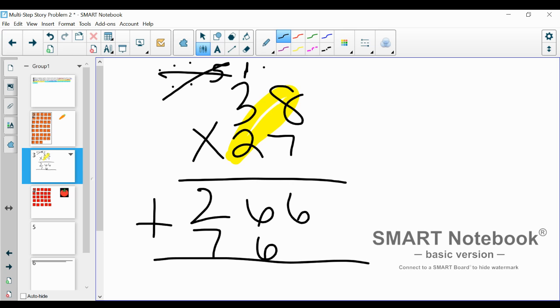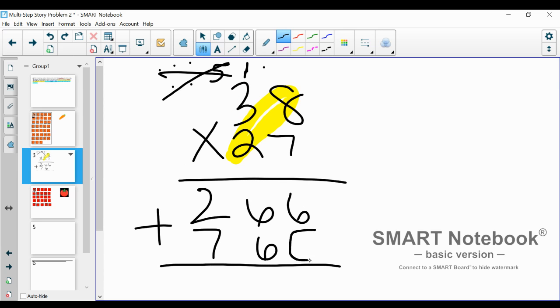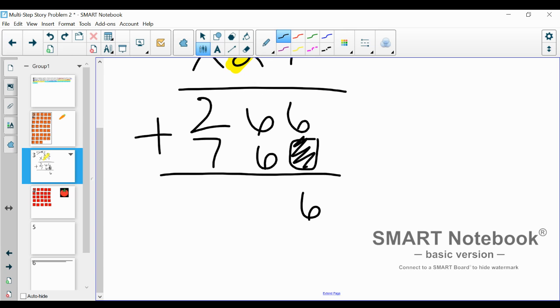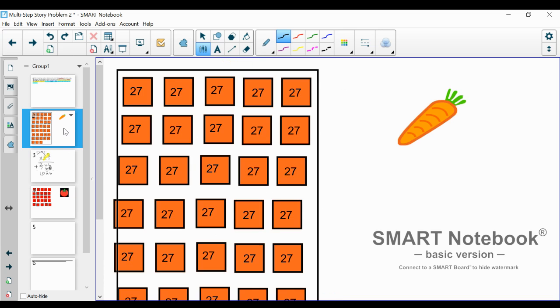So now we're going to add all those up. We always leave this spot here blank when you have 2 digits by 2 digits when they're multiplying. Okay, so 6 plus 0 is 6. 6 plus 6 is 12. 7, 8, 9, 10. So 1,026. Now what this number means in this problem is that all these carrots are taking up 1,026 inches of space.